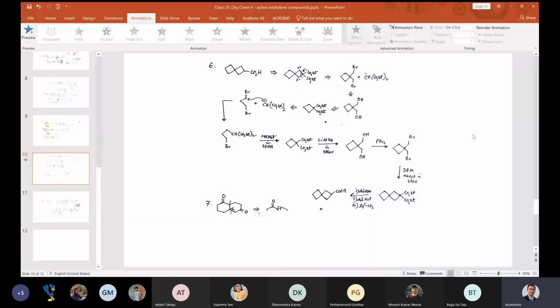Okay. So this is the last example. This example also we have done before. So do you want to say anything? Anybody? This is very simple actually. Can you visualize this?